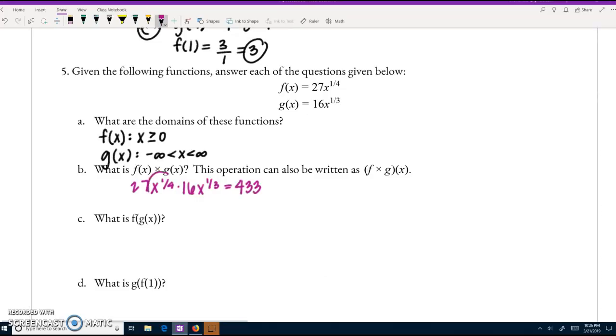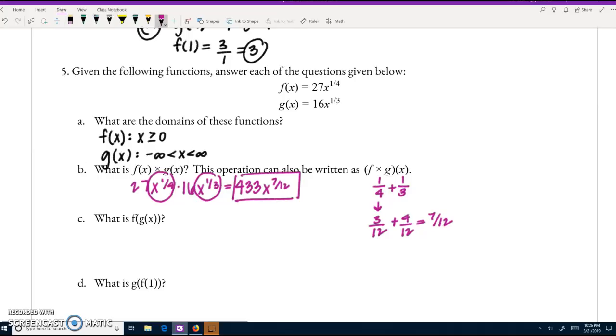But then what I need to watch out for is I'm multiplying x to the 1/4 and x to the 1/3. So those exponents are going to have to add. But right now they do not have a common denominator. So I can make 1/4 3 over 12. I can make 1/3 4 over 12. And when I add those together, they are going to be 7 over 12. So this will be 433 times x to the 7/12 power. And that's my multiplication operation.